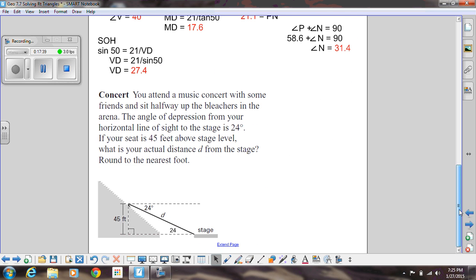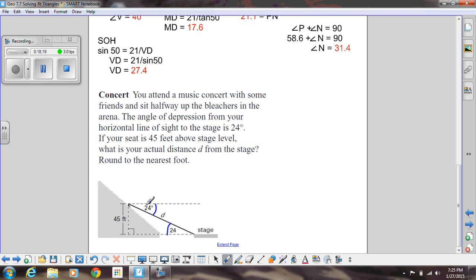One last problem that I wanted to look at is another angle of elevation, angle of depression one. So we're at this music concert and we're sitting halfway up the bleachers, and the angle of depression to the stage is 24 degrees. So you see how they label that. Notice that this angle is in between the horizontal and that diagonal. Now what else is true is that the angle of elevation is the same. So remember, at that Z shape, those are going to be the same degree. So this is 24 degrees down here as well.